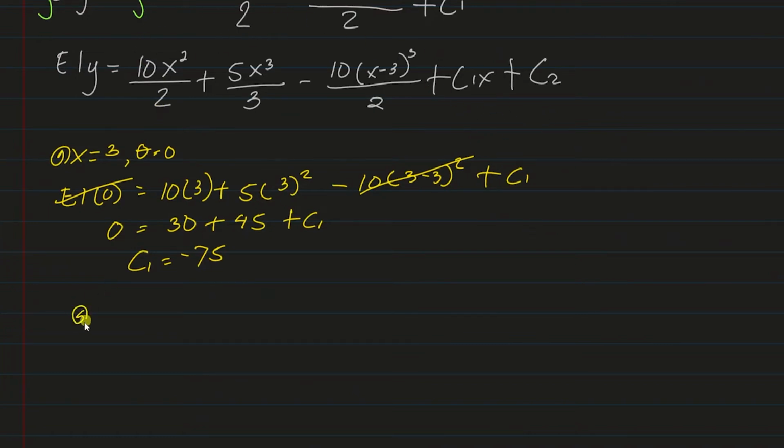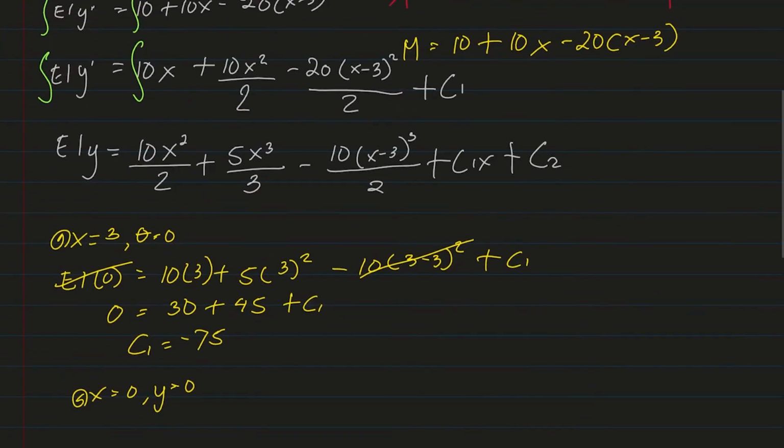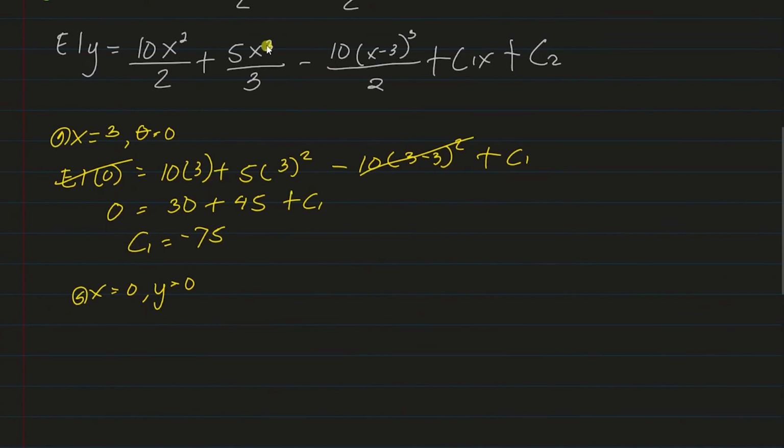So, at x equal to 0, we know that y is equal to 0. Looking at the deflection equation, we just plug in: EI times y is 0. Then x, when we put 0 there, it's just 0. And this one, when we put 0 there, it's also just 0.